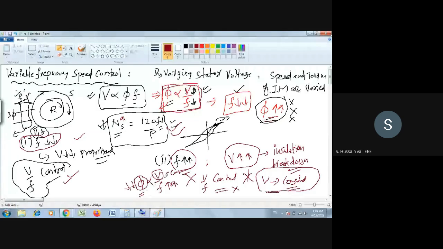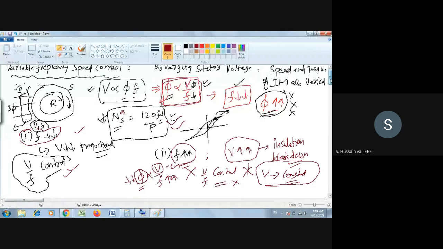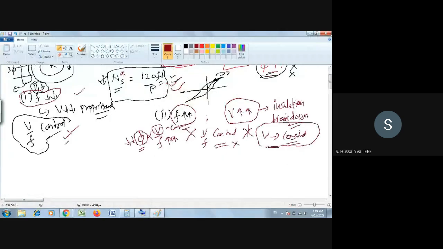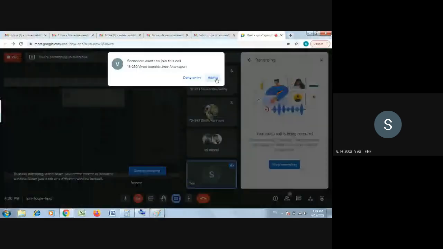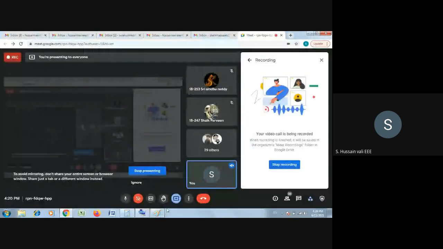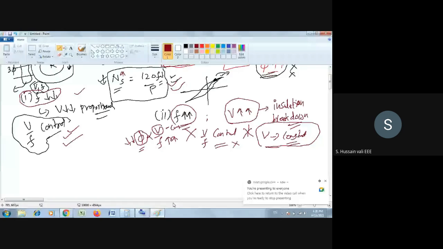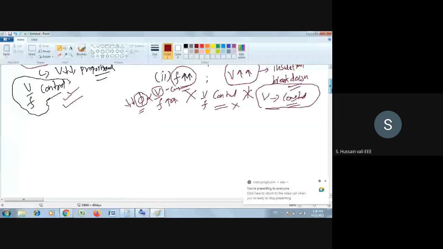So the conclusion in both cases is that when you are decreasing the frequency, you follow V by F control, that is, you decrease the voltage also. But when you are increasing the frequency, it's better to maintain the voltage constant. These are the precautions you should take while using the frequency control method, in both cases.